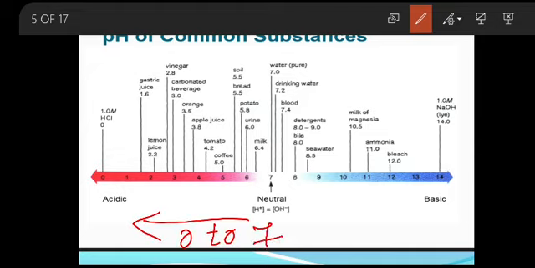Your drinking water is acidic or basic? It is a base. The blood which flows in the human body is acidic or base? The detergents or the soap which we use is acidic or base? Tomato is acidic or base? Urine is acidic or base?